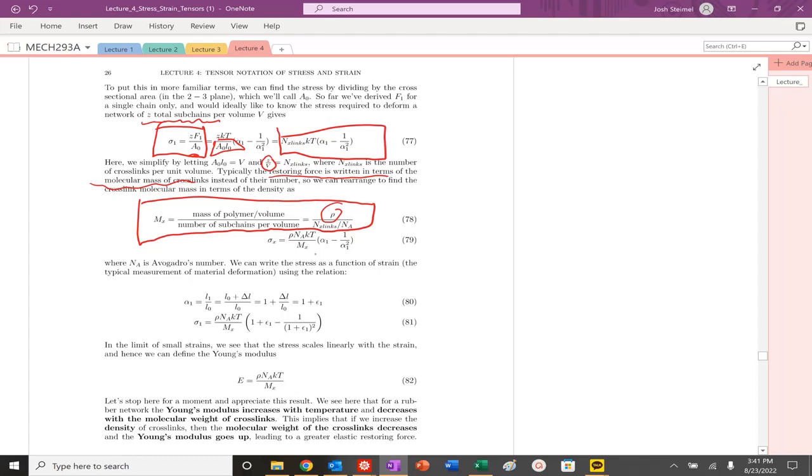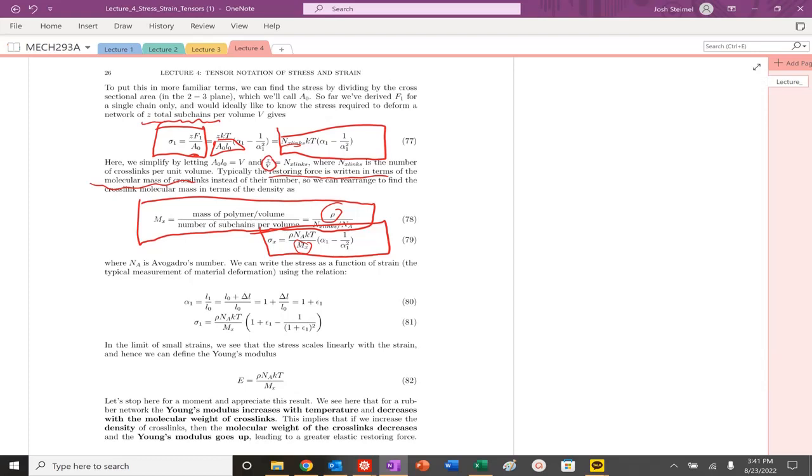So I'm just going to rearrange that function here. You see here we have the number of crosslinks, so I'm just going to rewrite it in terms of this. So we see here that our stress is going to be inversely proportional to this. Makes sense, right? Because if my molecular mass decreases, then what's happening? I have more crosslink sites. So that makes sense to me.